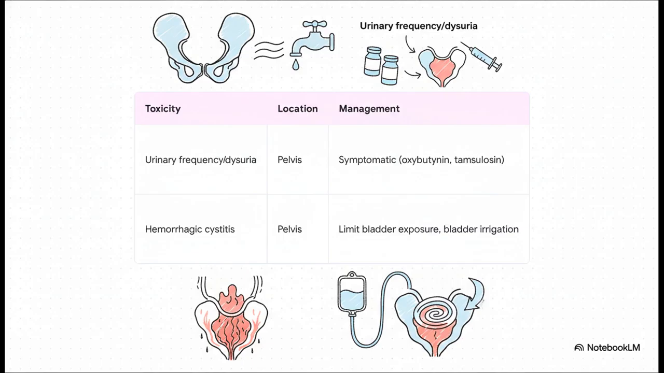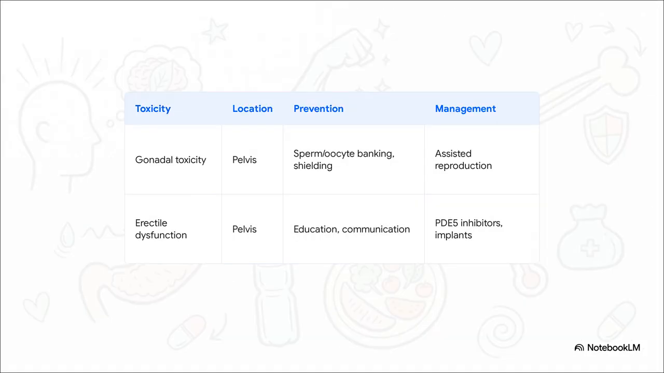For that frequency and urgency, you're thinking oxybutynin or tamsulosin. And for the more serious hemorrhagic cystitis, the approach is really similar to drug-induced cases: hydration and maybe even bladder irrigation. Now, this is absolutely critical.